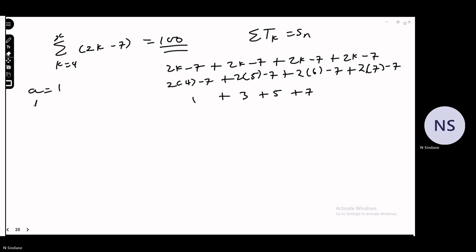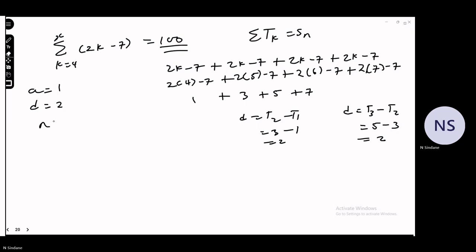I need to know what is d. D is equal to t2 minus t1, which is equal to 3 minus 1, which is 2. D is t3 minus t2, which is 5 minus 3, which is equal to 2. Then d is represented by 2. Right? Now I need to know what is the value of n. I don't know what the value of n is, so I can calculate it.